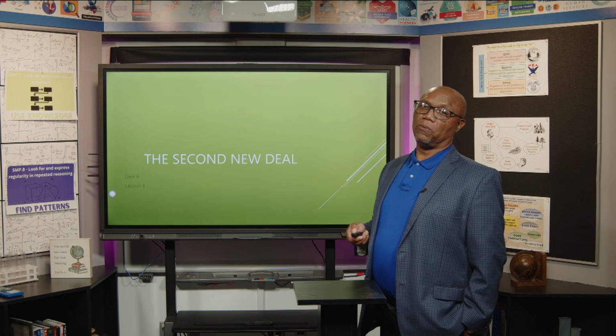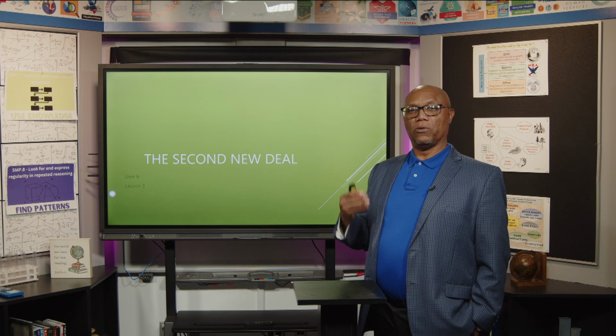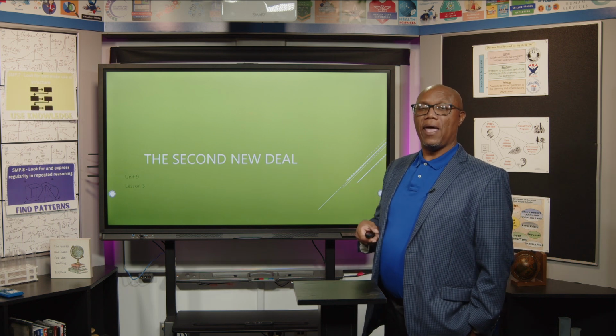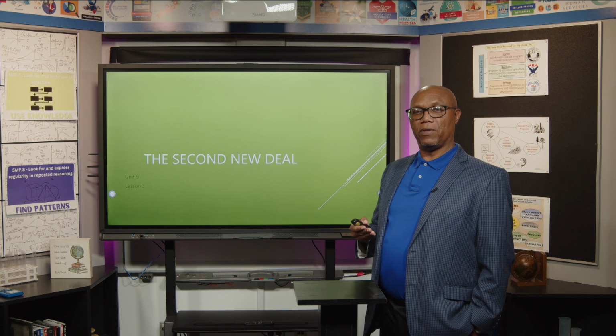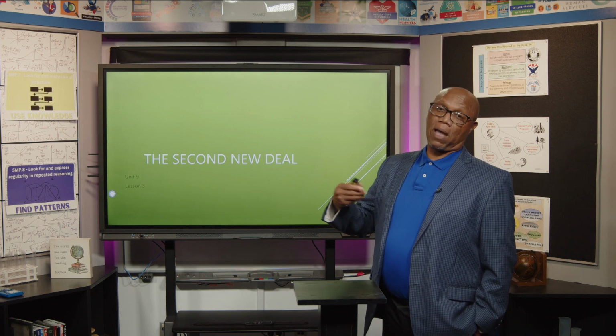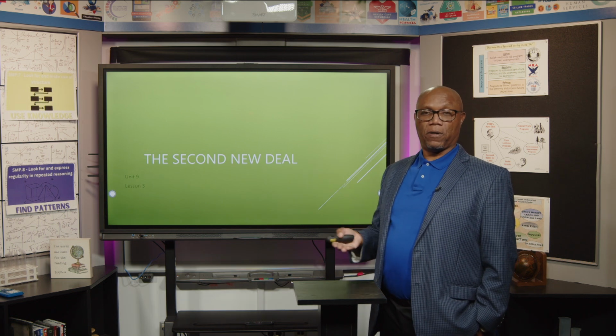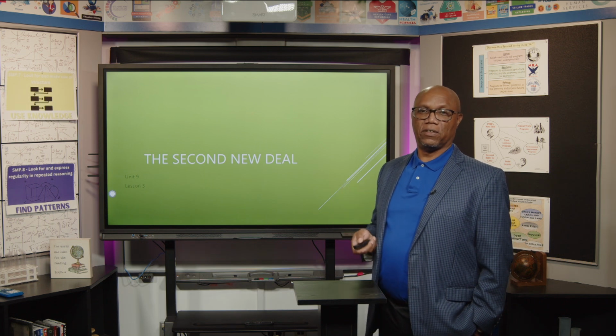The second New Deal will be the nickname given to those groups of programs that were created after the first New Deal kind of runs into some trouble or some opposition from some different parts, of course, of the country and different sectors of the government.